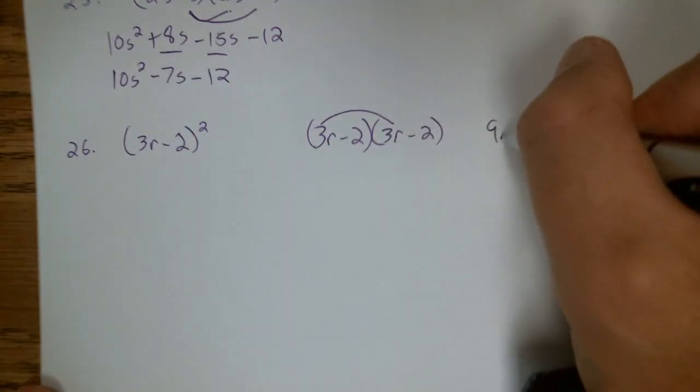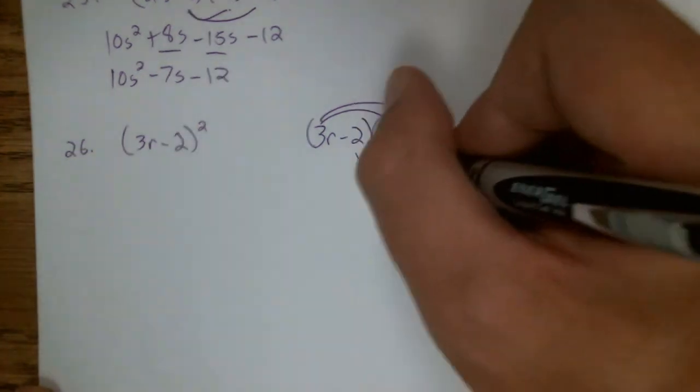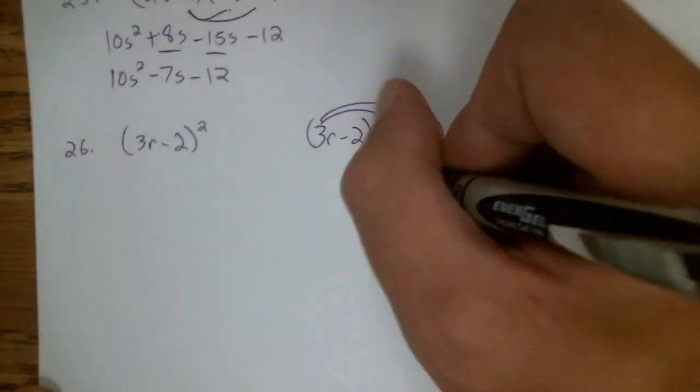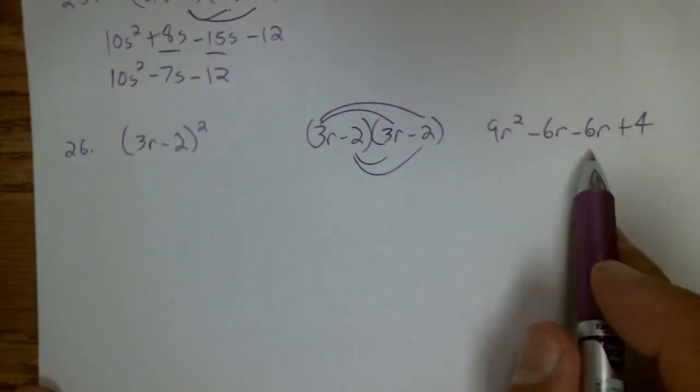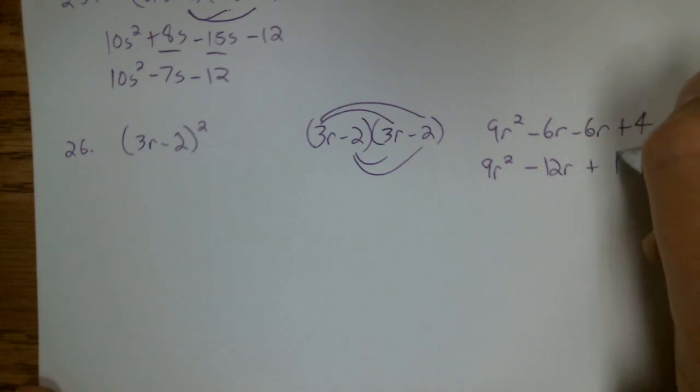First, 9r squared outside, minus 6r inside, minus another 6r, and then last, plus 4. Combine those in the middle and you get 9r squared minus 12r plus 4.